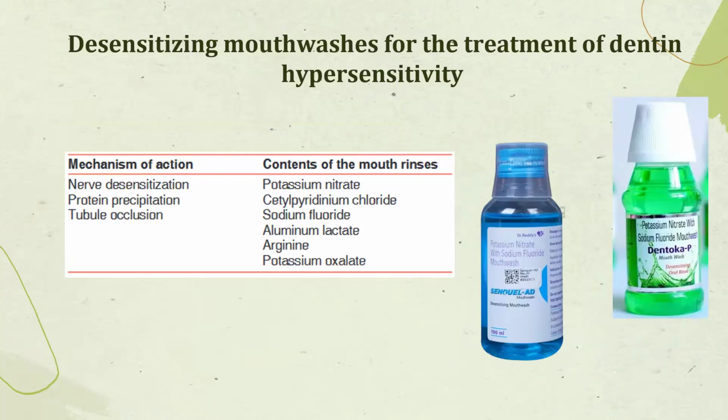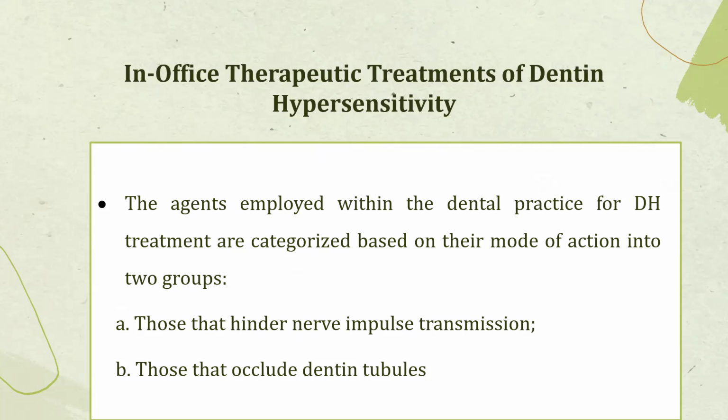As an at-home technique, desensitizing mouthwashes can also be used, which contain potassium nitrate, cetylpyridinium chloride, sodium fluoride, aluminum lactate, arginine, and potassium oxalate. Mainly the mechanism is nerve desensitization, protein precipitation, and tubule occlusion. Next method of management is in-office therapeutic treatments of dental hypersensitivity.